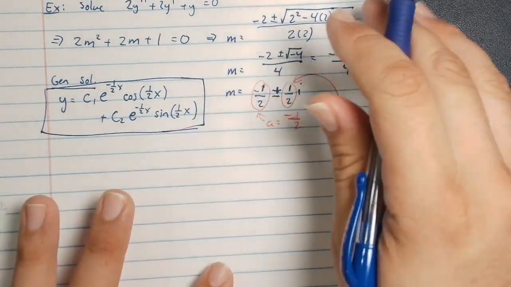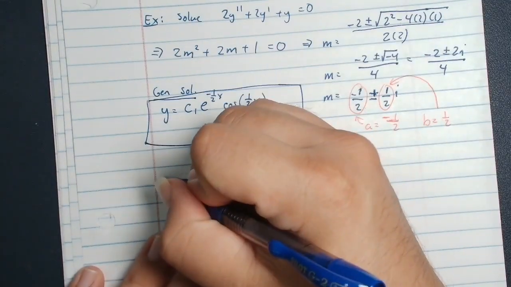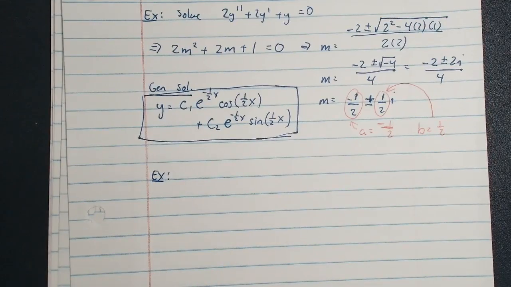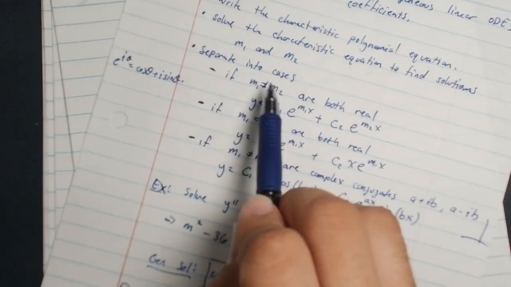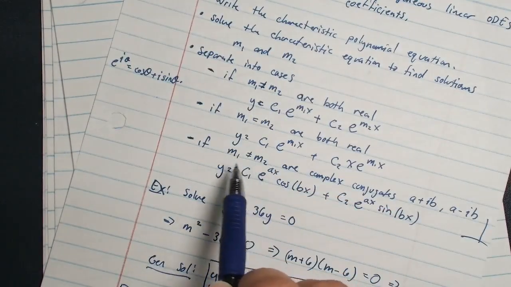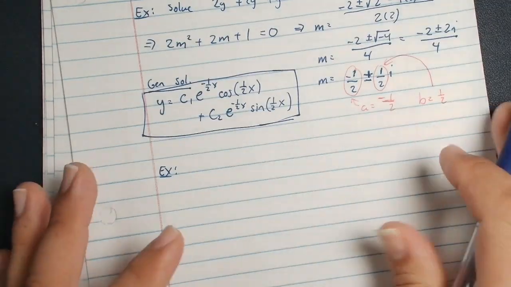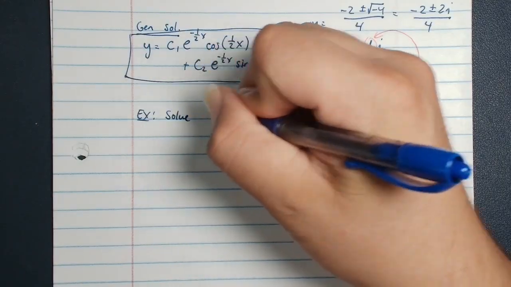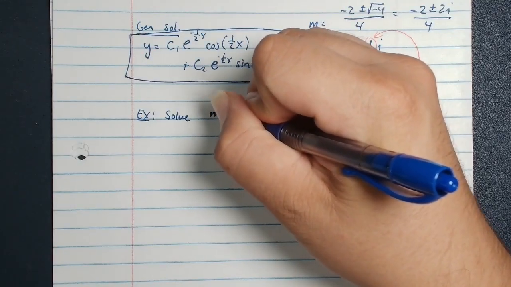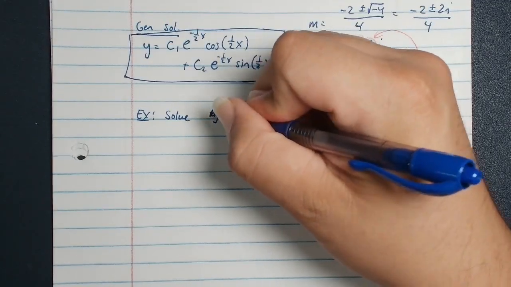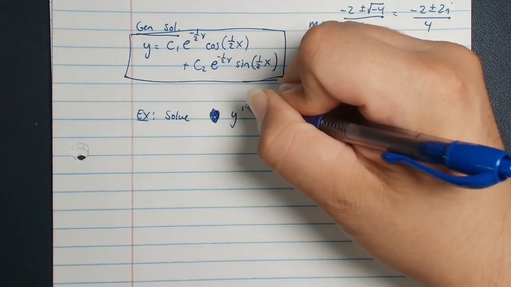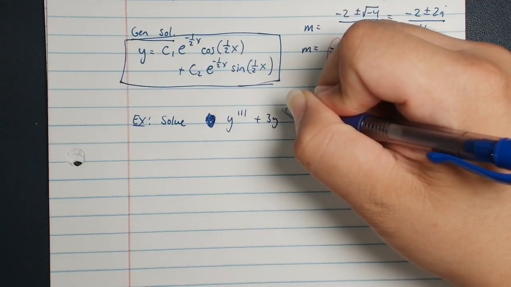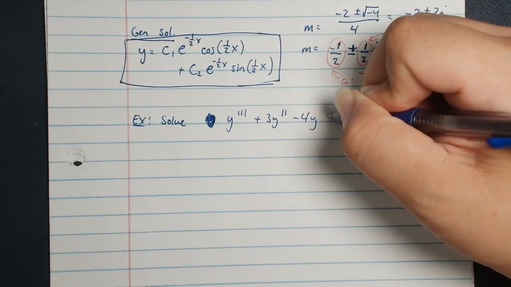So let's consider an example of something that's more than just second order. You say, well, how? Our theorem only allows us to look at two solutions. Either they're both real and different, both real and the same, or both complex. Well, we basically break it into smaller pieces. So consider the following. Let's start with a cubic: y triple prime plus 3y double prime minus 4y equals 0.